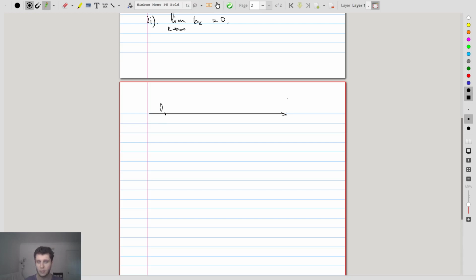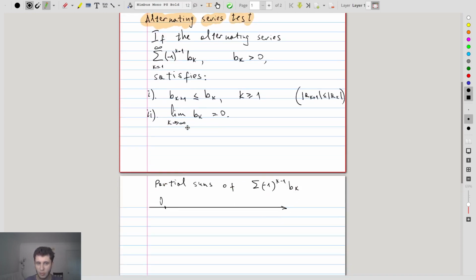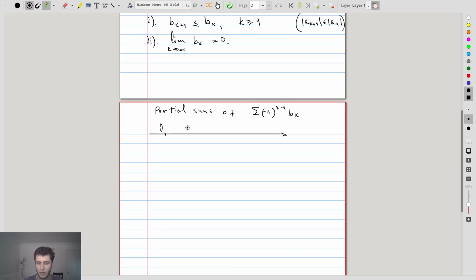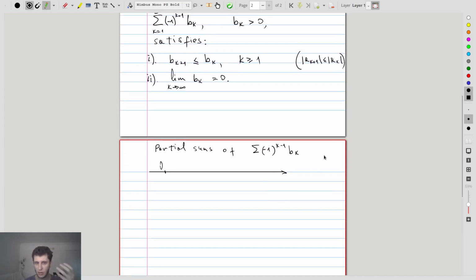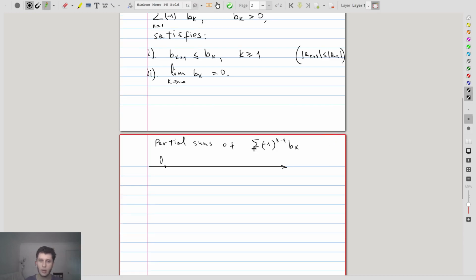So we'll start with 0. So we want to show partial sums of the series, so let's say these are partial sums of the sum of (-1)^(k-1) b_k, right? And we are assuming that the two conditions from the alternating series test are satisfied. So the absolute values b_k are decreasing, and they go to 0 as k goes to infinity.